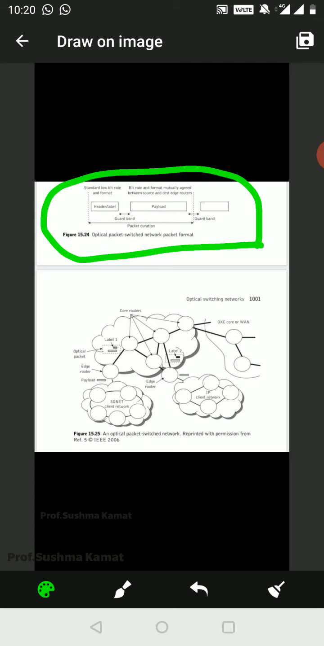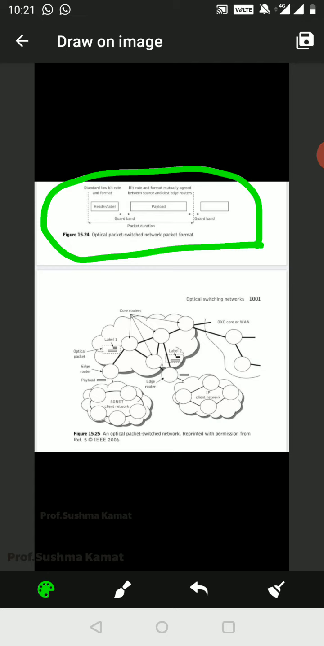The header or the label will be in a standard low bitrate and format, and for the payload or the data it will be a bitrate and format mutually agreed between the source and the destination edge routers. So whatever is the capacity of the destination router, the same capacity has to be in the source as well, and whatever is the capacity of the source, the same has to be in the destination.